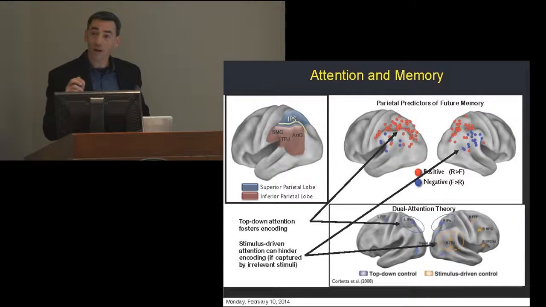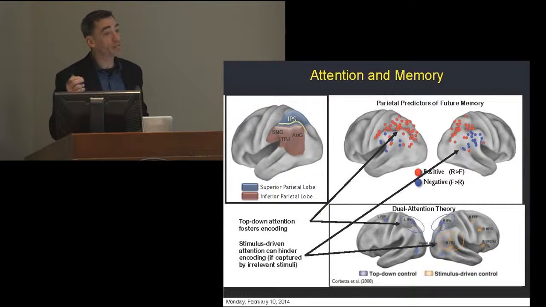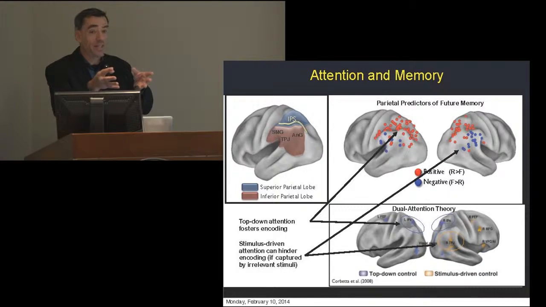And one thing that imaging studies have shown is that engagement of this top-down attention network is positively predictive of later memory, consistent again with this idea that the strategic goal-directed allocation of attention to stimuli increases the probability we will build memories of those stimuli such that we can later remember.